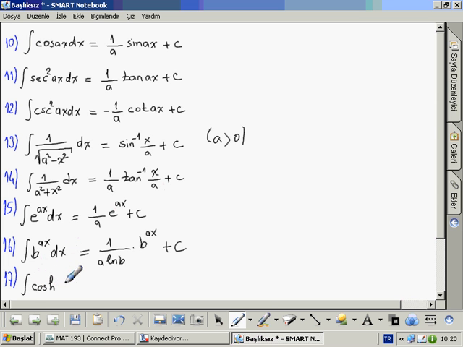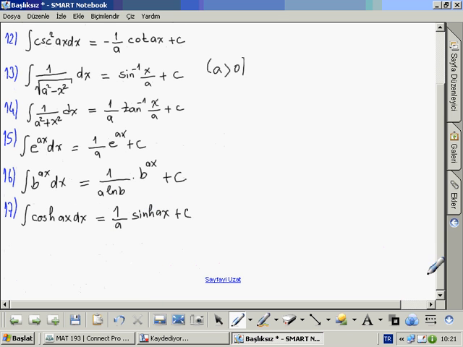and the integral cosh ax dx equals 1 over a sinh ax plus c, and the last one, integral sinh ax dx equals 1 over a cosh ax plus c.